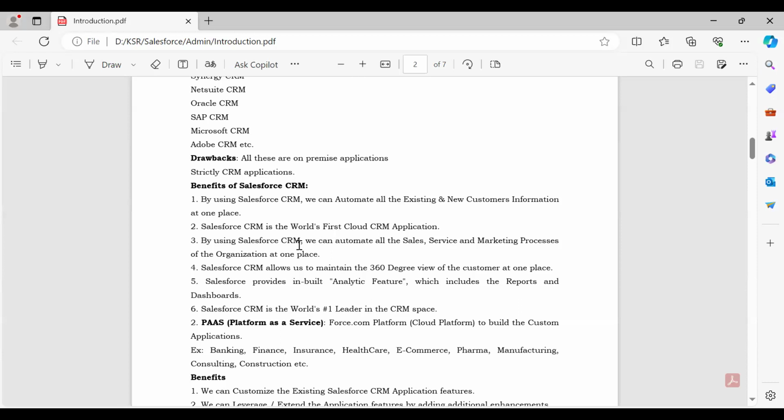Next. By using Salesforce CRM, we can automate the sales, service, and marketing processes of an organization at one place. In order to automate the sales processes, what application can we use? Sales Cloud. In order to automate the service processes of any organization, we can make use of Service Cloud. In order to automate marketing processes, we can make use of Marketing Cloud. So this is one more benefit: we can automate the sales, service, and marketing processes of any organization at one place.